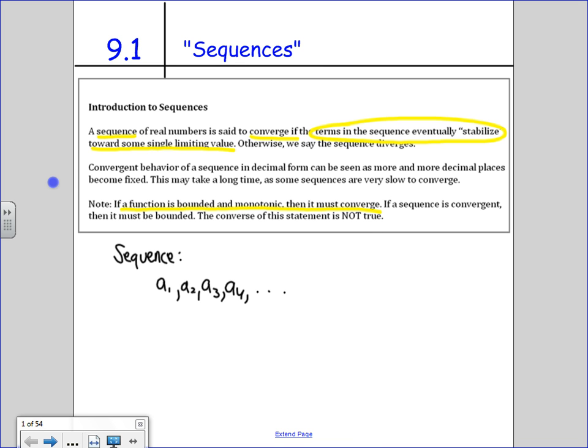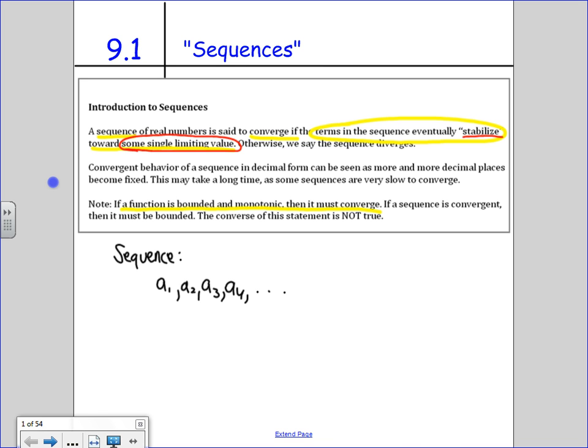A sequence of terms, right? A sequence is said to converge, we saw this last chapter, if the terms of the sequence eventually stabilize towards some single limiting value. There's a lot of important stuff here, but stabilize. It could be fluctuating, but then it starts to stabilize towards some single limiting value. That means like a constant, right? Otherwise, we say the sequence diverges.